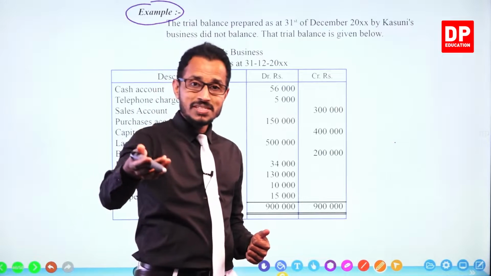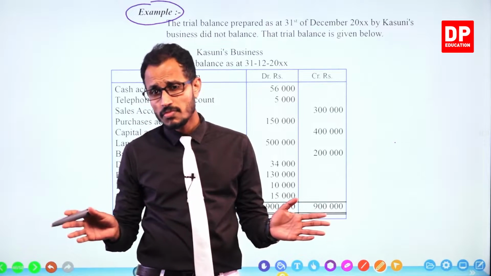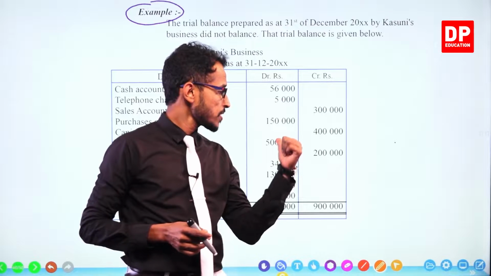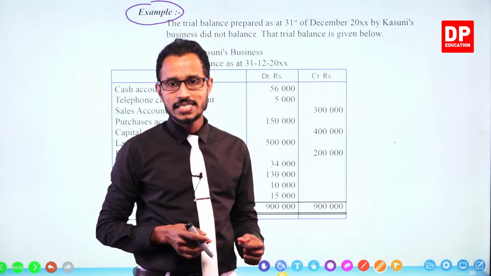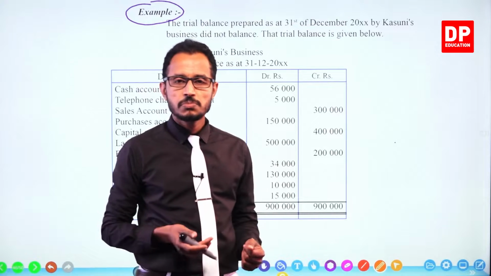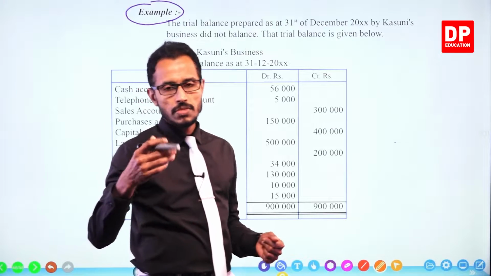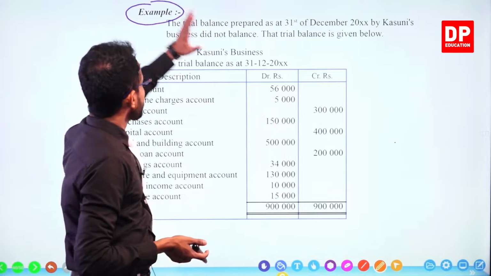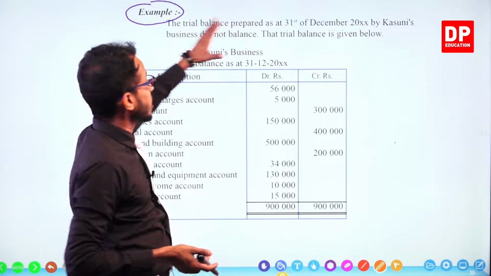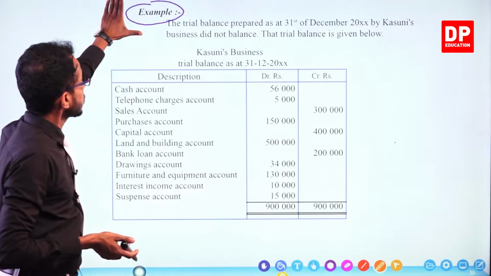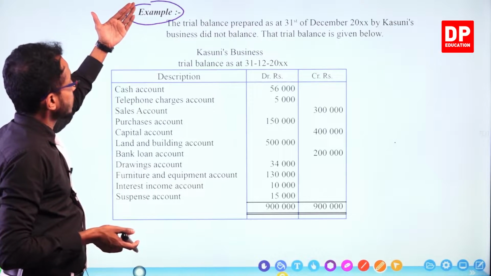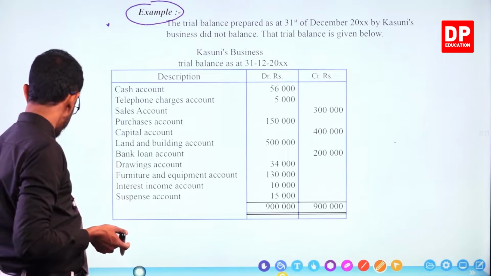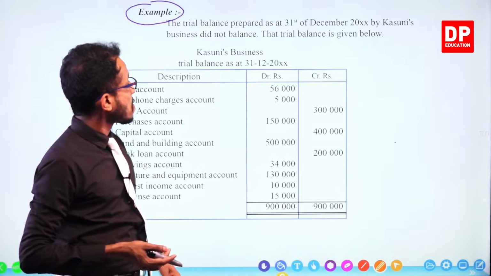And in the coming sessions, we are going to do some past paper questions from correction of errors, past provincial papers, past examination papers. But for now, we have this example activity, right? Example activity. Trial balance. It's a trial balance, as you can see.